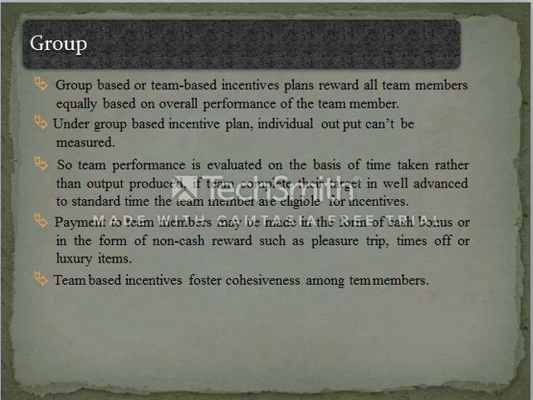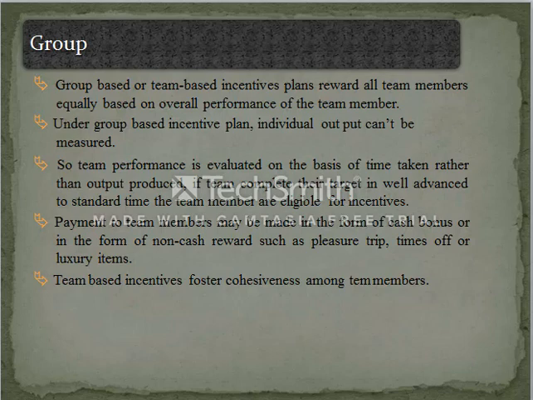Under the group based incentive plan, individual output cannot be measured. We need to measure the group performance. This group performance is based upon the group targets. So team performance is evaluated on the basis of time taken rather than the output produced.